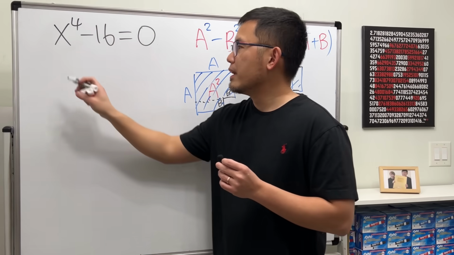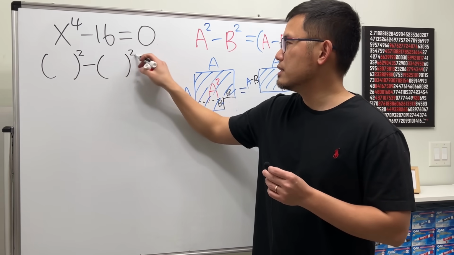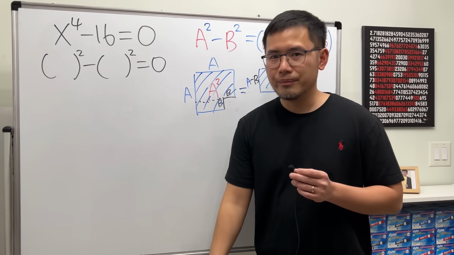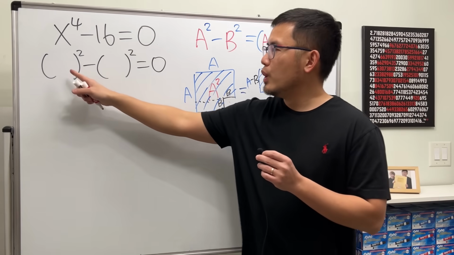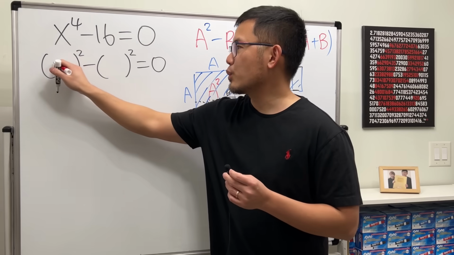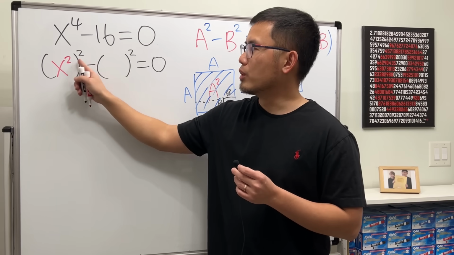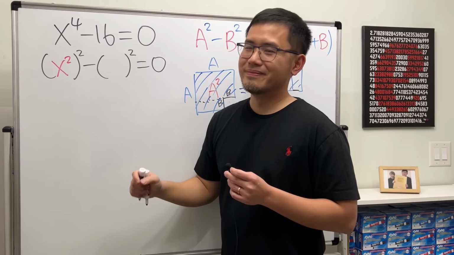Okay, so to solve this equation, first let's put this into the difference of two squares form. Let me show you how. Let's open parentheses squared and then minus open parentheses squared just to get ready. And then we ask ourselves, what square will give us x to the fourth power? The answer is x squared.